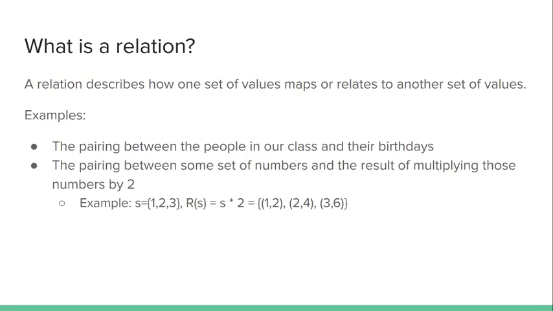So we could pair some set of numbers and the result of multiplying each number by 2. So for example, if we had a set of numbers 1, 2, and 3, and we define this relation as s times 2, then the pairs that would result from that would be 1 and 2, because 1 times 2 is 2, and then another pair would be 2 and 4, because 2 times 2 is 4, and the third pair would be 3 and 6, because 3 times 2 is 6. So we have a set of numbers, we apply the relation to that set of numbers, and we end up with a set of pairs as a result.